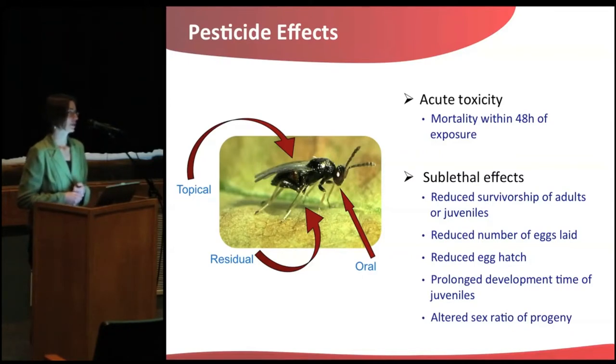But we know now that the pesticide effects can be way more subtle. We know that pesticides can reduce the long-term survival of adults and juveniles. It can reduce the number of eggs laid, and it can reduce the number of eggs that hatch. We know that some pesticides can prolong the juvenile development, so how long the larvae of a natural enemy develop. And it can even alter the sex ratio of the offspring, of the progeny.